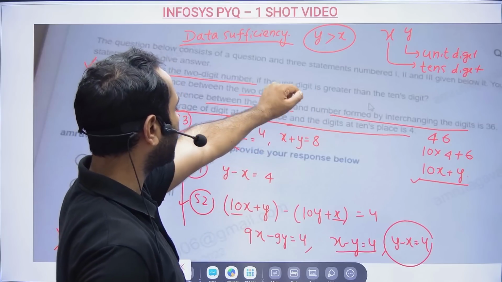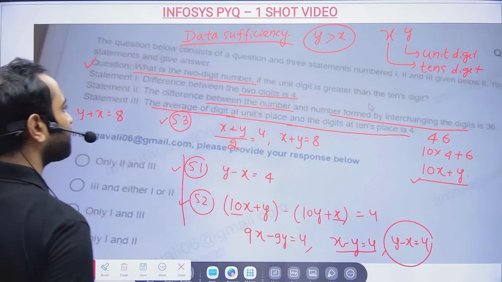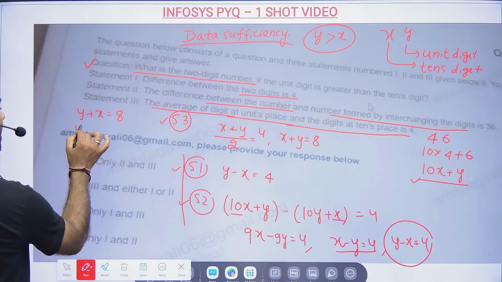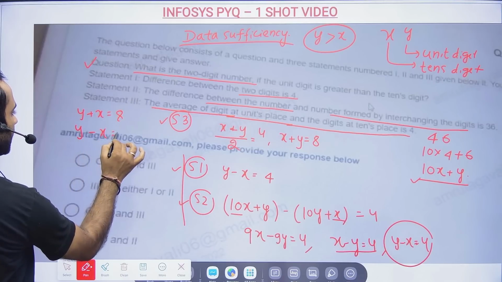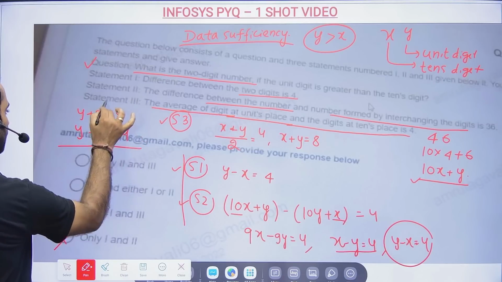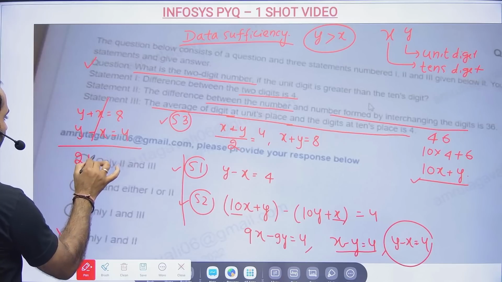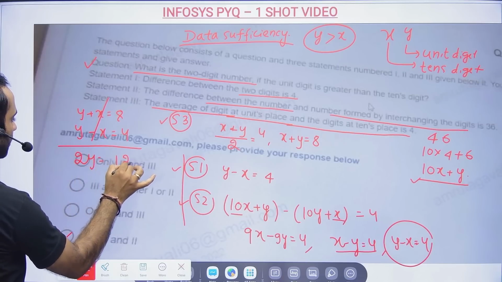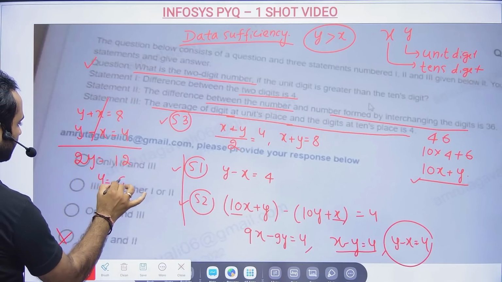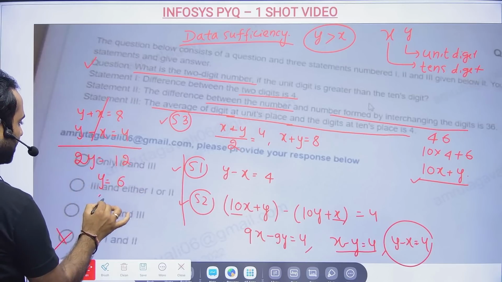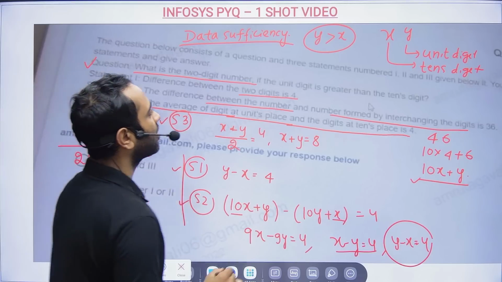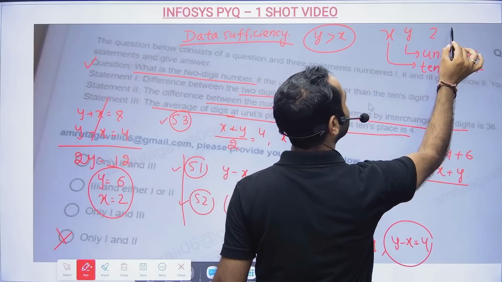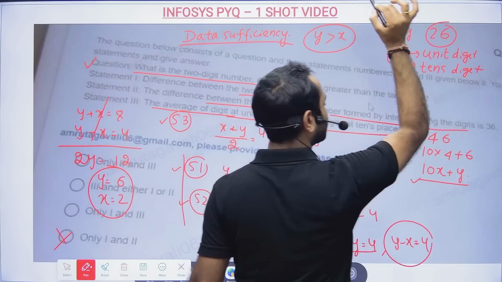What we have done, unit digit is more, right? And then y minus x is equal to 4, correct? Now you solve this. So 2y is equal to 12. So y will be equal to 6 and x will be equal to 2. So basically your answer will become what? 26. Correct?